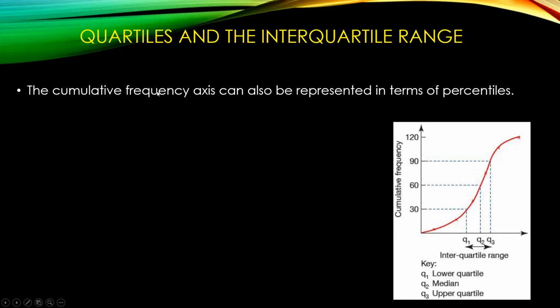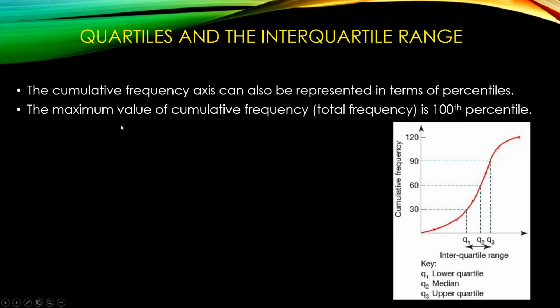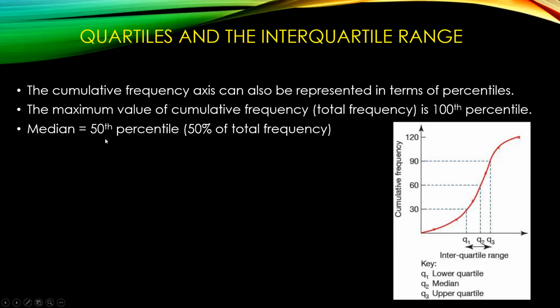The cumulative frequency axis can be represented in terms of percentile. That means 120 is considered as 100%, so the maximum value of the frequency is 100%. Just imagine this is 100% right now. So the median is at the 50th percentile, which is 50% of the total frequency, like this.